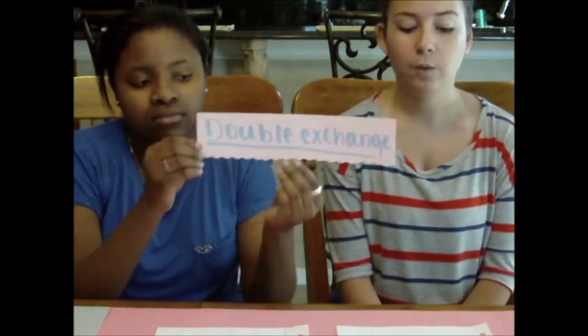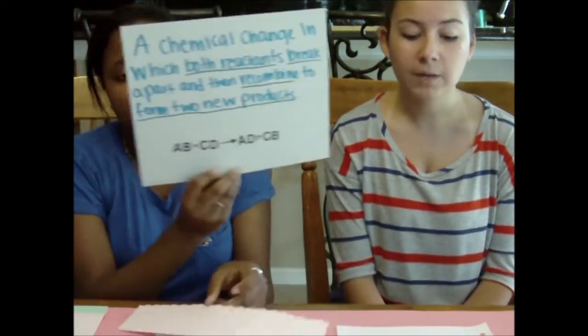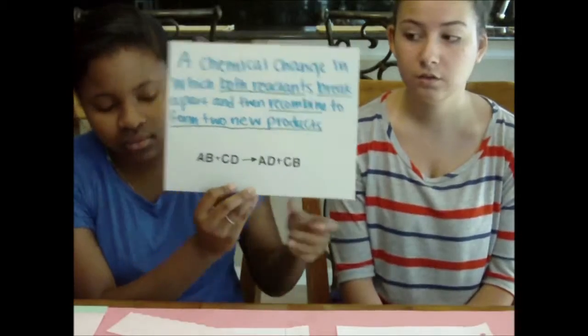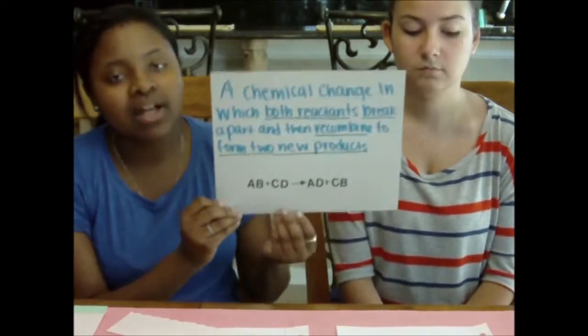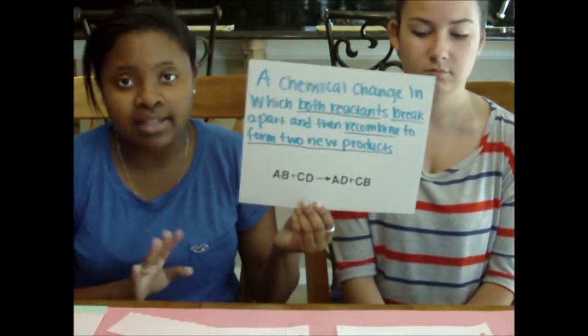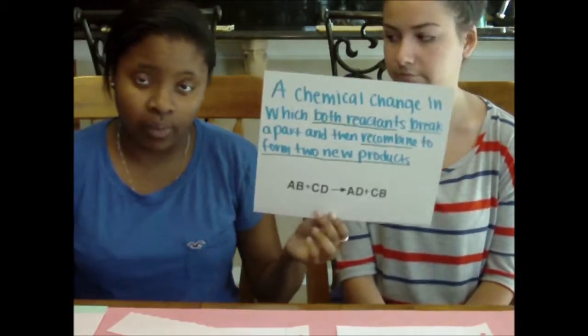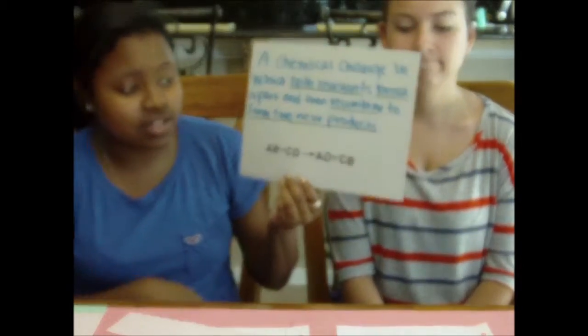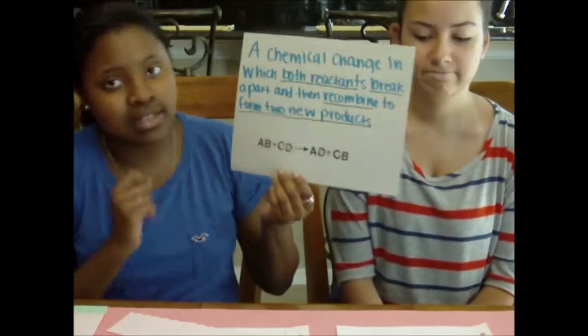The second type of reaction, we have a double exchange. This is when both reactants break apart and then recombine to form two new products. So you start with AB plus CD. And then AB and CD, they all break up, and so they're all lonely. And then they get with each other's exes, and so you get AD plus CB.